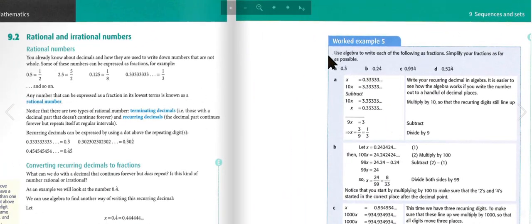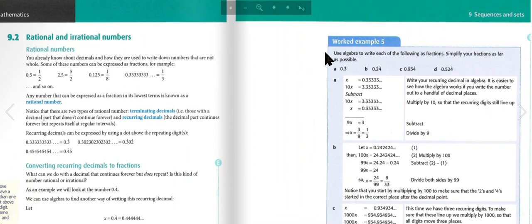Worked example 5. Use algebra to write each of the following as fractions. Simplify your fractions as far as possible. So, write your recurring decimal in algebra. It is easier to see how the algebra works if you write the number to a handful of decimal places. Multiply by 10 so that the recurring digits still line up. You subtract, and then you divide by 9.